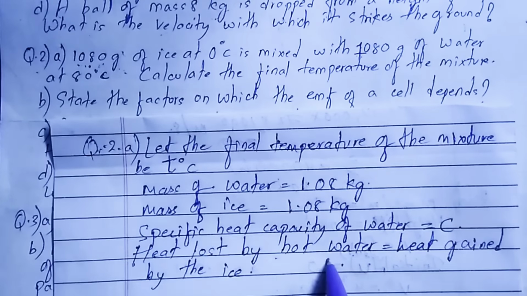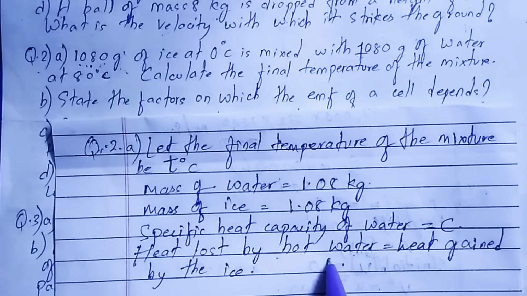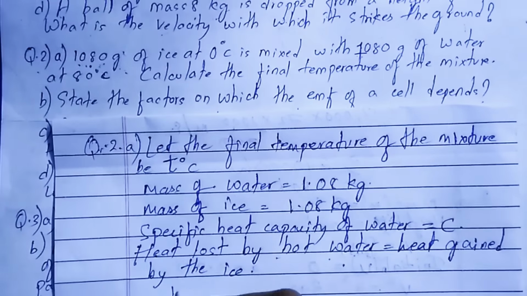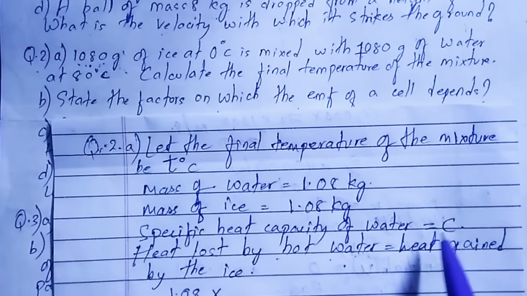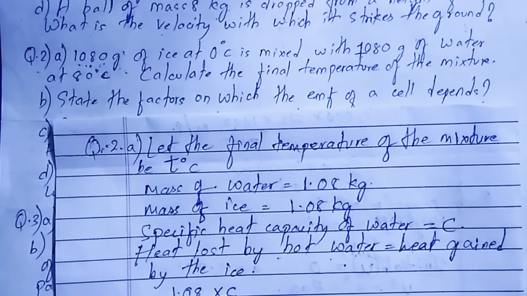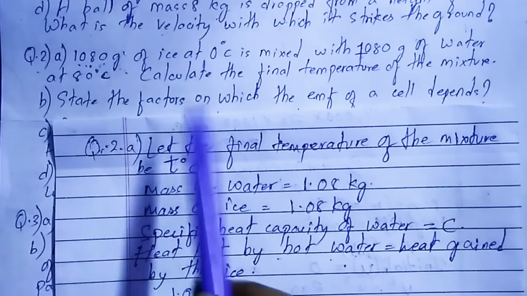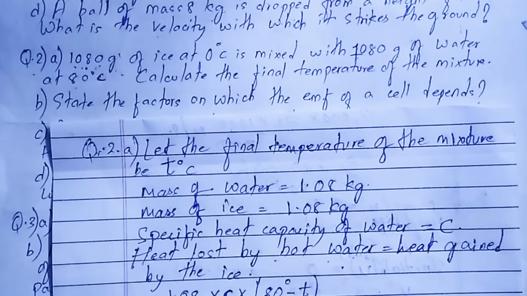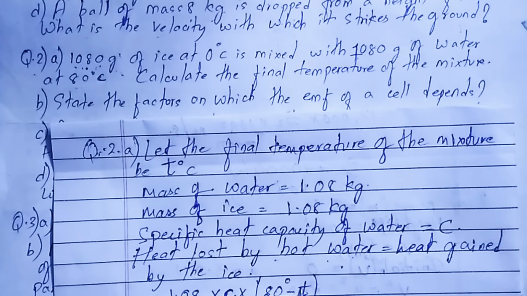Since it is heat lost by hot water, everything you need to take in terms of water. So heat lost by hot water: mass of water is 1.08 kg, 1.08 into mc delta T. We do not have the value of C, so I am writing C. Delta T is change in temperature, which is 80 degrees Celsius minus final temperature, that is not given. You need to find it.